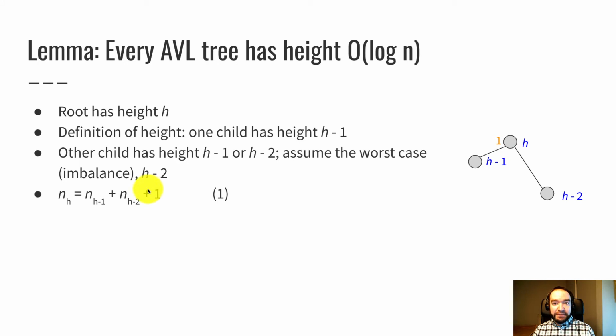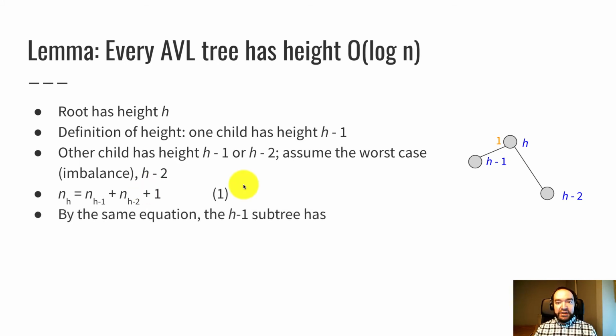That's the plus 1. So call this equation number 1. Now what I'm going to do is work out how many nodes are in this left subtree, the n(h-1) side. So if we use the same equation and substitute h minus 1 in for h, so I'm just going through here and replacing every h with an h minus 1, n(h-1) would be n(h-2) plus n(h-3) plus 1. Call that equation number 2.